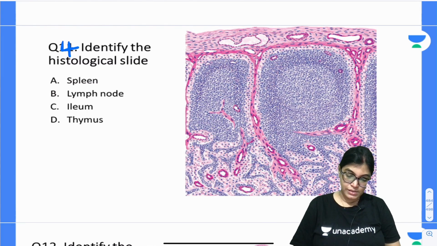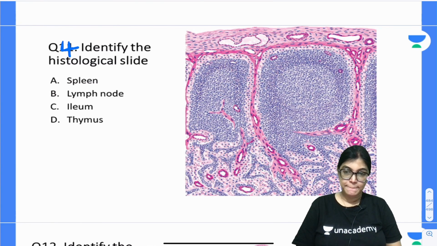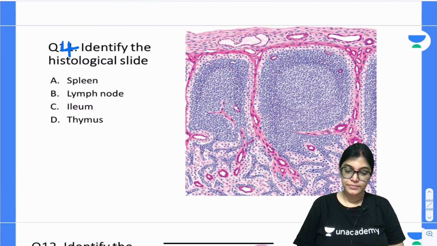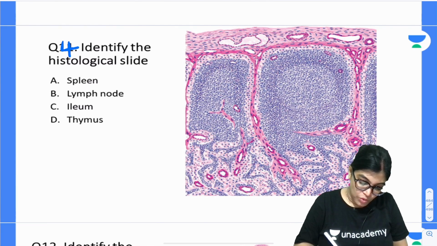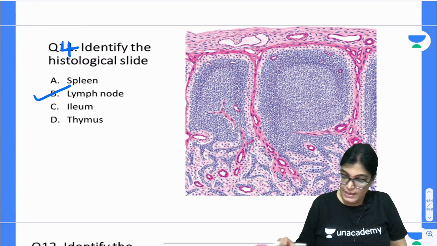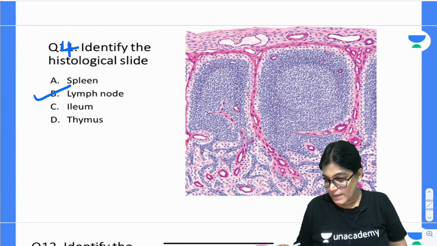So, yes, what's your answer? My dear aspirants, the correct answer is lymph node. So, B is perfectly correct answer. So, we have got lymph node as the correct answer.